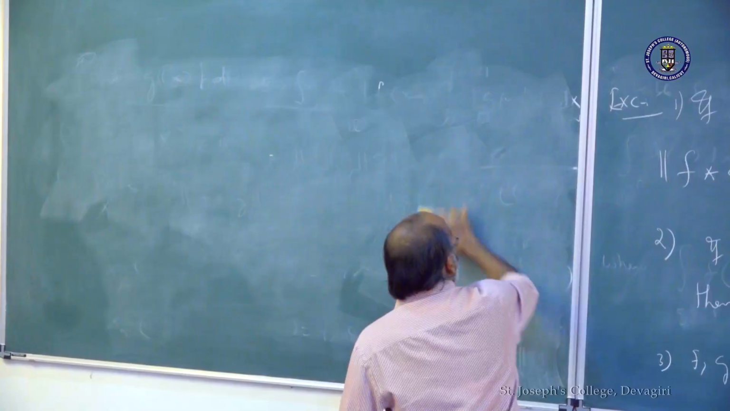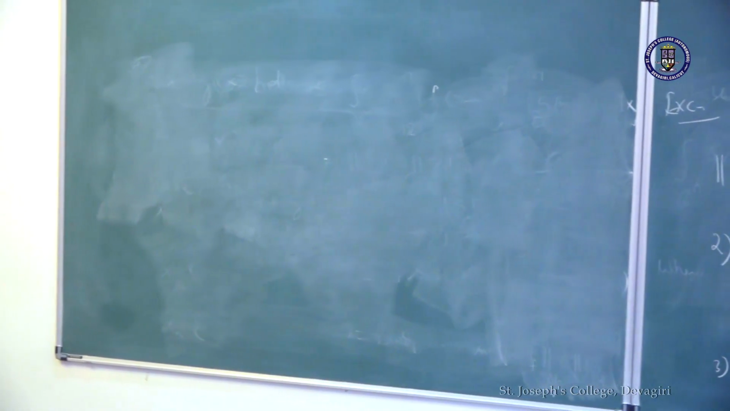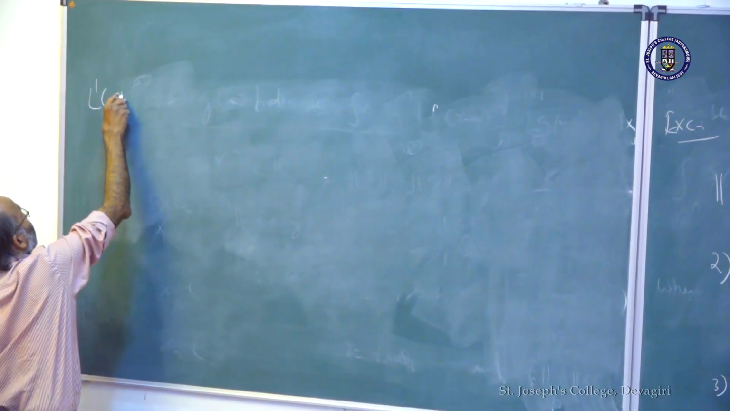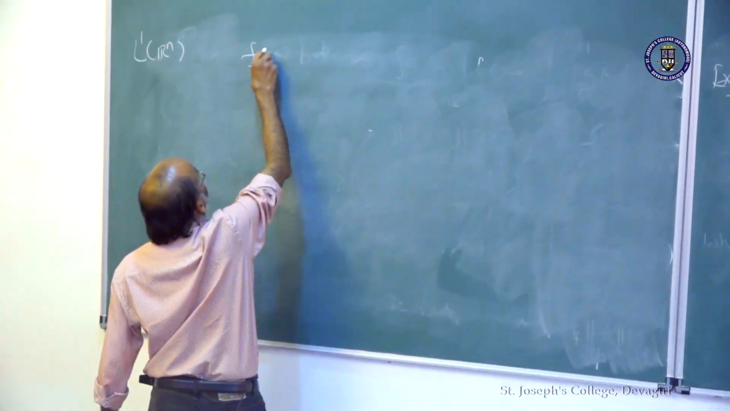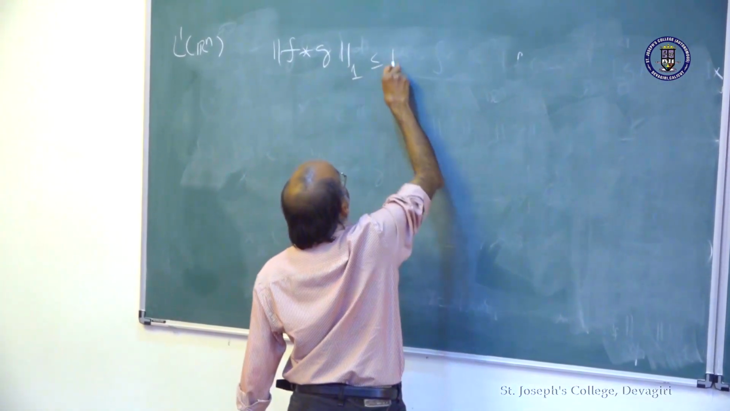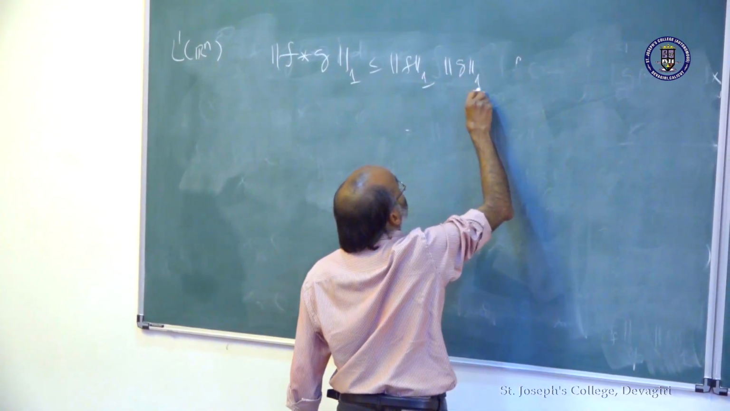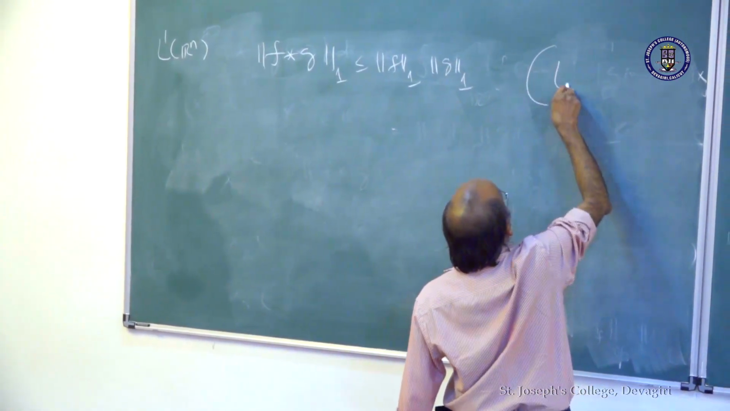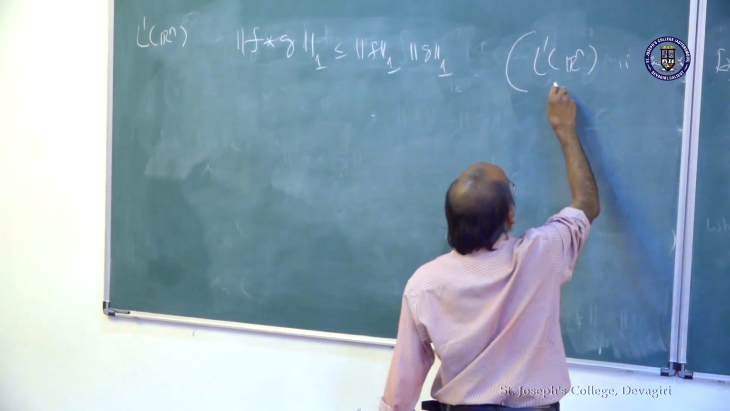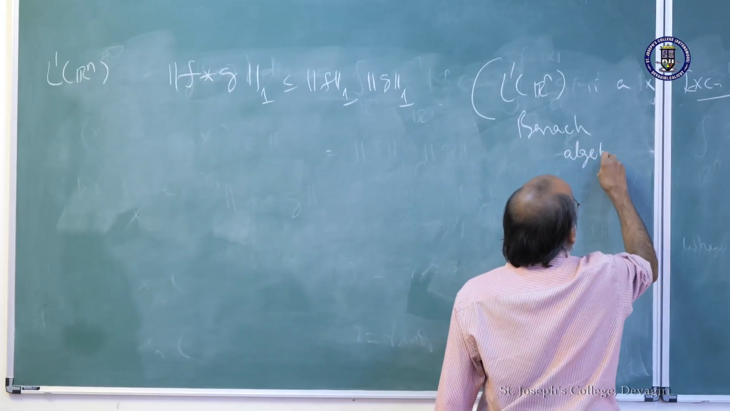Okay, so let's get back to L1, and so recall that we defined convolution here, right? So I have f convolved with G, L1 norm is less than or equal to L1 norm of f times L1 norm of G, right? So this makes L1 into a Banach algebra.